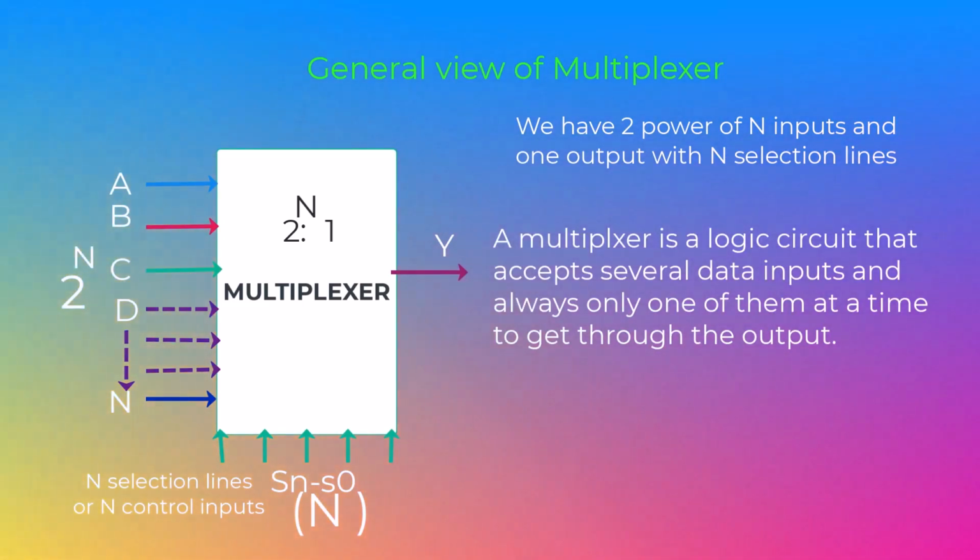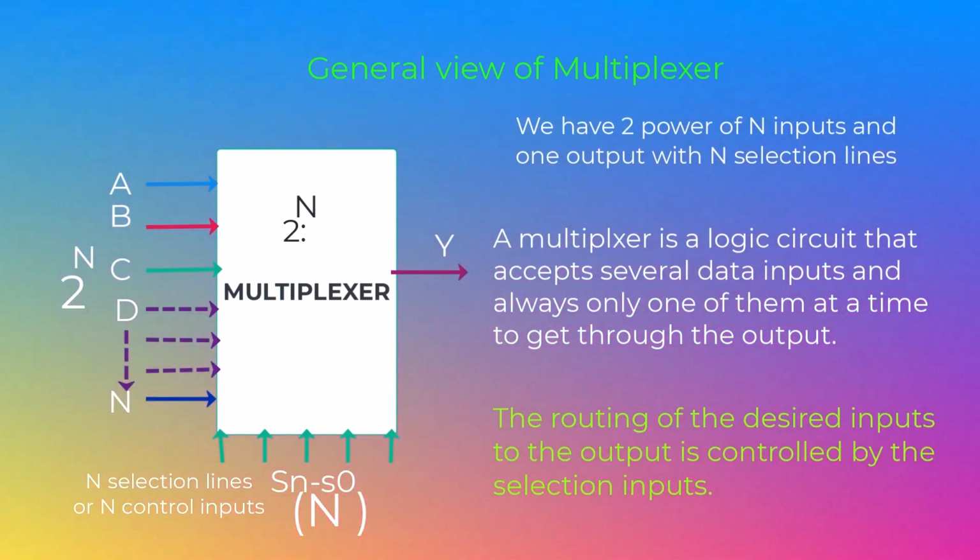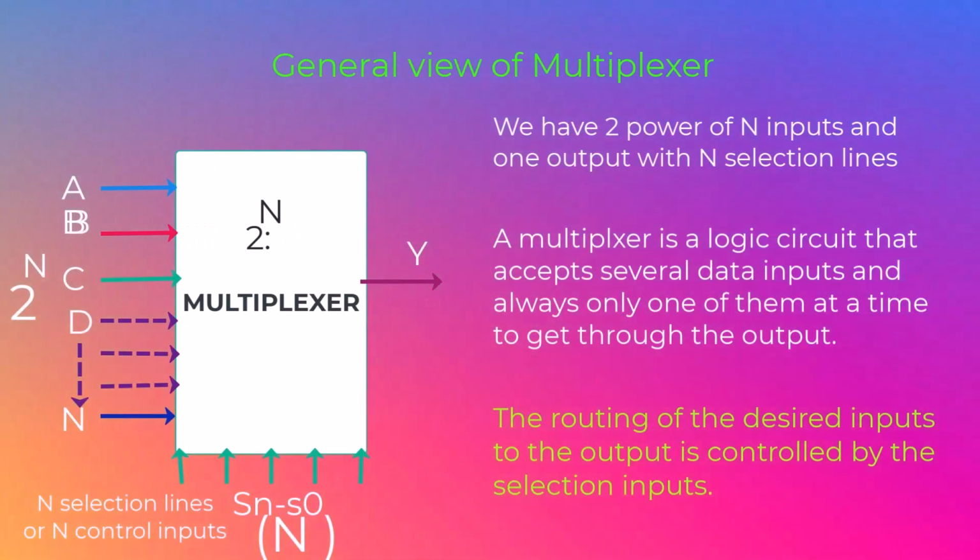Also, a multiplexer is a logic circuit that accepts several data inputs and allows only one of them at a time to get through to the output. That means the routing of the desired inputs to the output is controlled by the selection inputs. That means if S0 is selected, then the A input will be connected to the output. If S1 is selected, then the B input will be connected to the output. Like that it goes on. That is called the multiplexer.